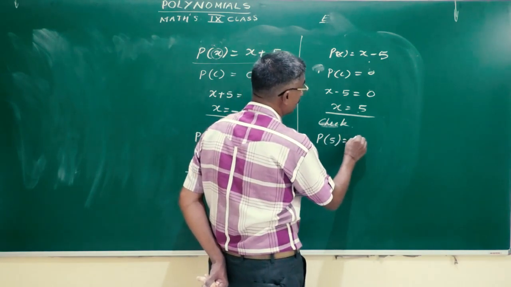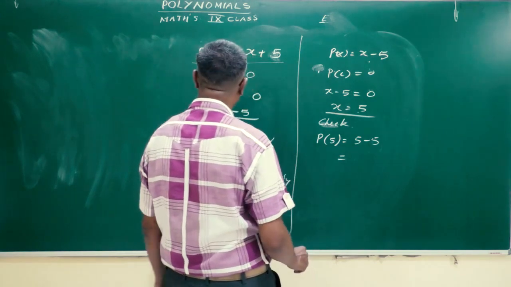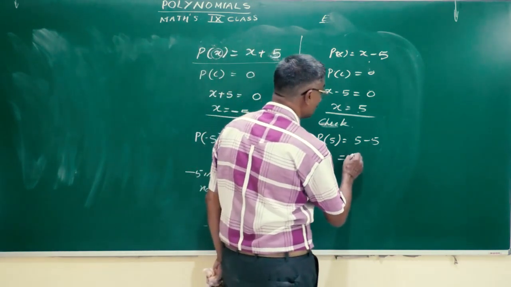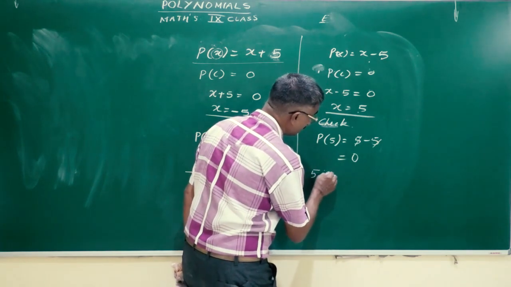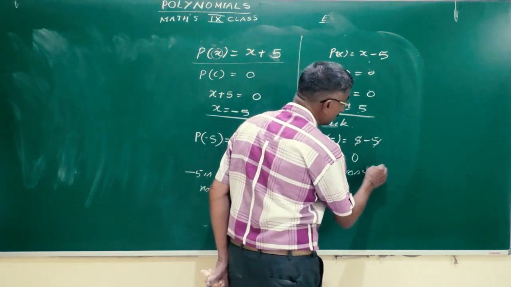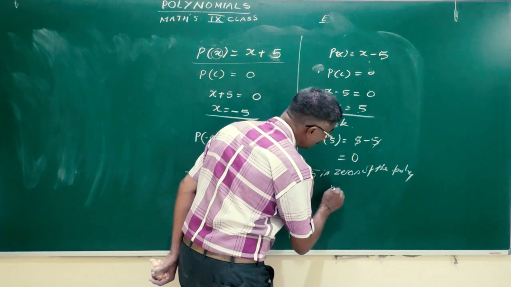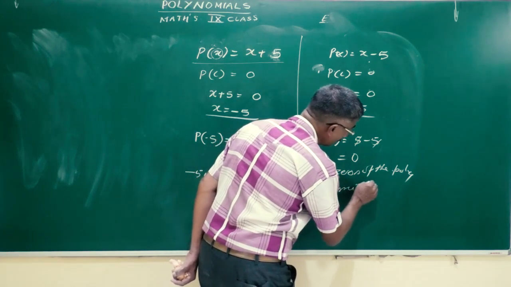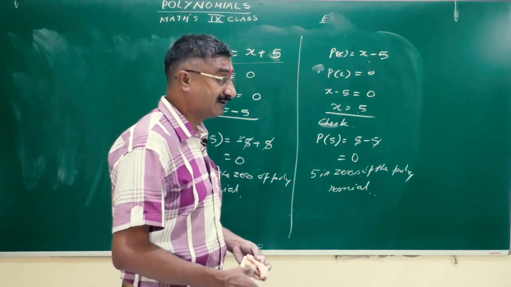P5 is equal to 5 minus 5. So this is equal to 0. Means 5 is the zero of the polynomial. This is the second question.